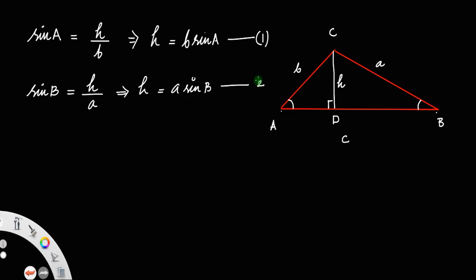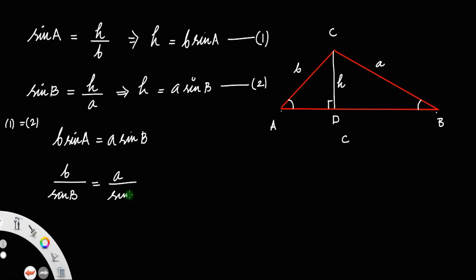If you look at equations 1 and 2, they both represent the value of H. So you can write b sine A, equation 1, is equal to equation number 2. So b sine A is equal to a sine B. Now you can take this sine B to the left and sine A to the right. So this will be b divided by sine B is equal to a divided by sine A. Call this equation number 3.